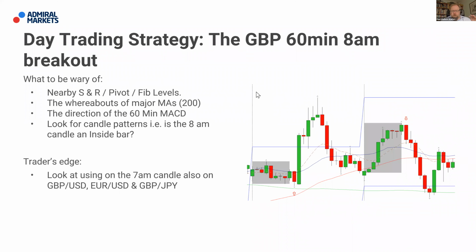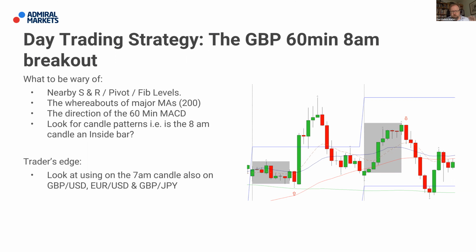What you need to be aware of if you're going to trade a breakout like what we've just discussed is that you need to be wary if you're right next to support and resistance, or pivot or fib levels, which may hinder the move. You also want to be aware of the whereabouts of the major moving averages, things like the 200 period moving average. Maybe you might want to include things like the direction of the 60-minute MACD, depending upon if you use indicators.